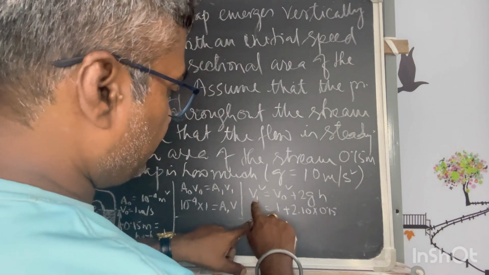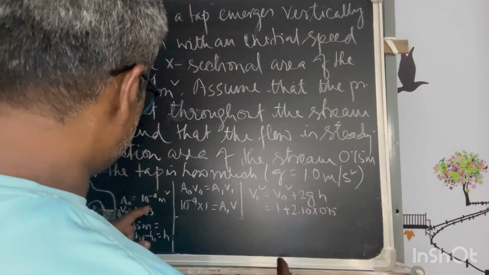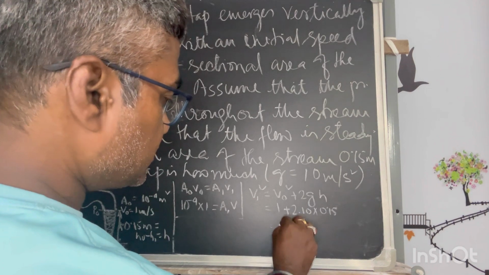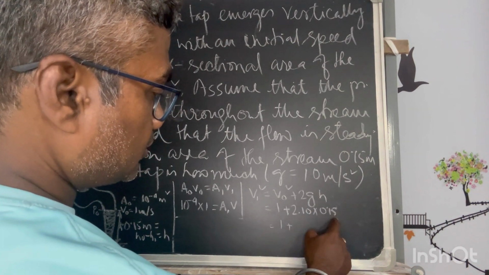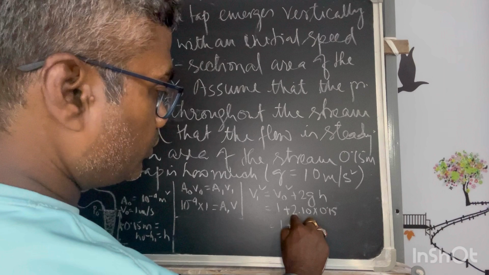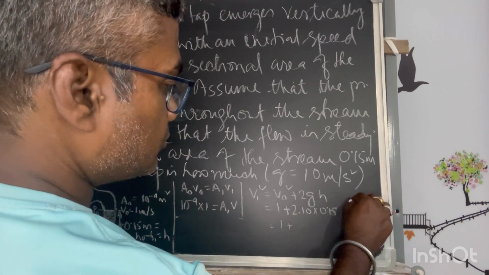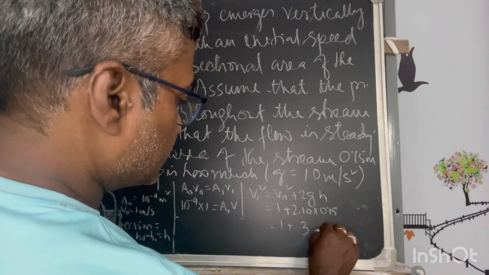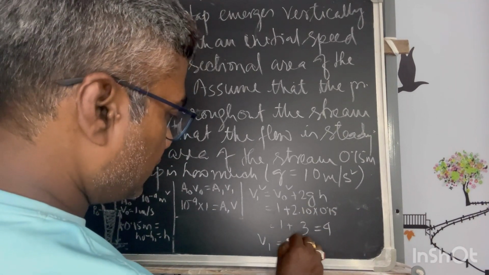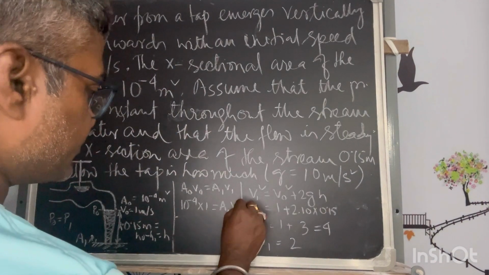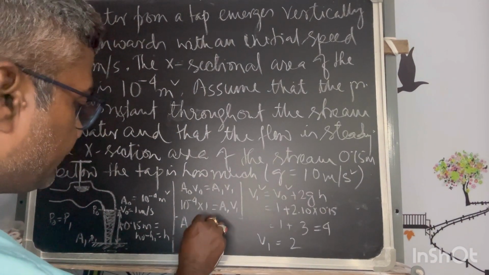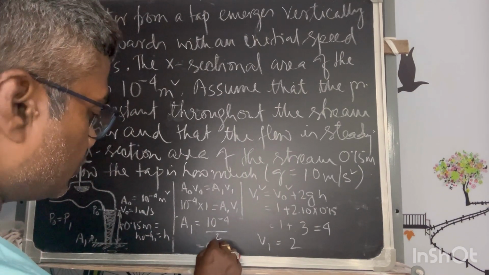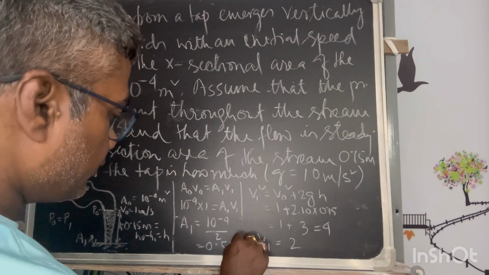Now v1 square is equal to v0 square, that is equal to 1 here, plus 2g into h. Now this is equal to how much? 2 into 0.15 is 0.3, into 10, that will be 3. So 1 plus 3 is equal to 4. So v1 is equal to 2. Fine. As v1 is equal to 2, what will be the area then? If I use this formula, 10 to the 4 by v1, which is 2, that means 0.5 into 10 to the power 4.